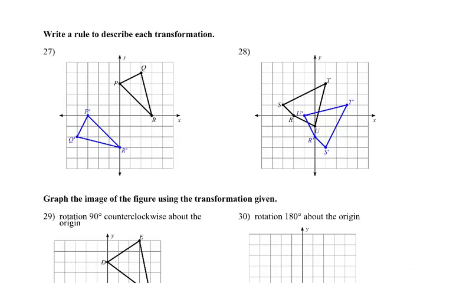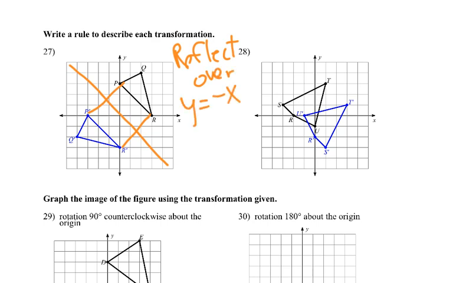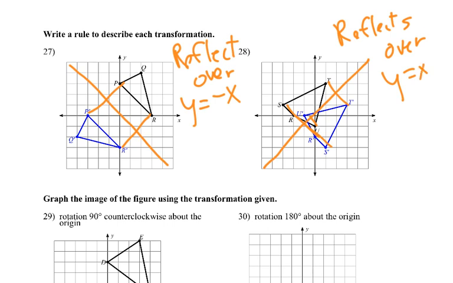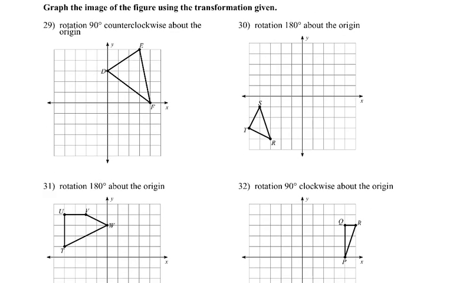All right. So if I look at 27, you should be able to notice that if I connect them, in between is this line going down there. So it's reflected over y equals negative x. And this one, finding all those middle points, it's going to go right through there, which it reflects over y equals x. Those ones are tough. Okay, now the rest.